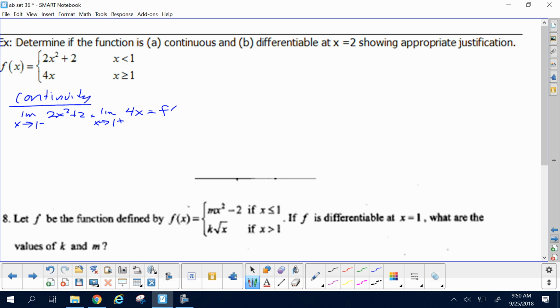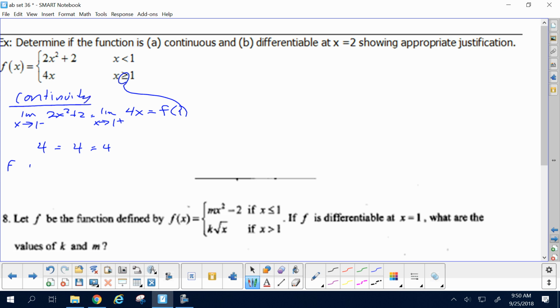And f at 1 needs to exist or be defined. In which case, we're looking at the inequalities. Do they tell you what to do when it equals 1? All right, so as x goes to 1, 2x squared plus 2 goes to 2 plus 2 or 4. As x goes to 1 from above, 4x goes to 4. And what about f at 1? Is f at 1 ever defined as far as what to do when x is 1? Yeah, it's the same as that right branch of 4.